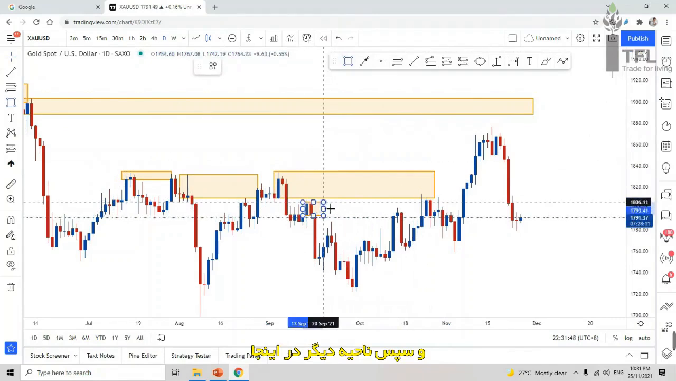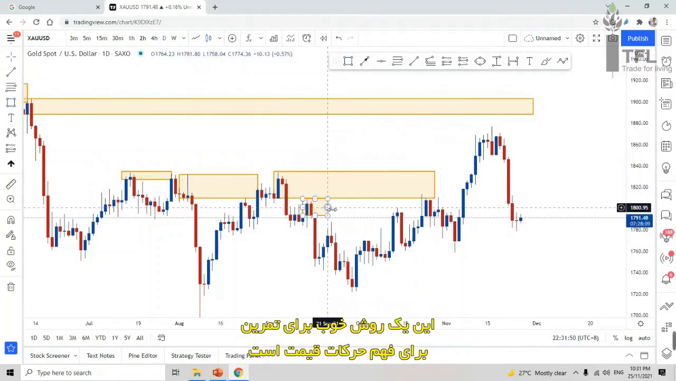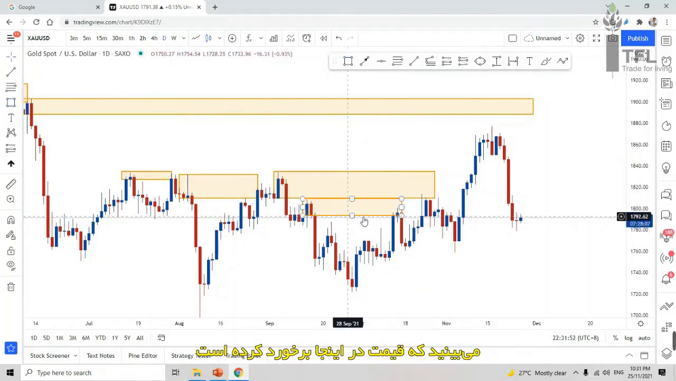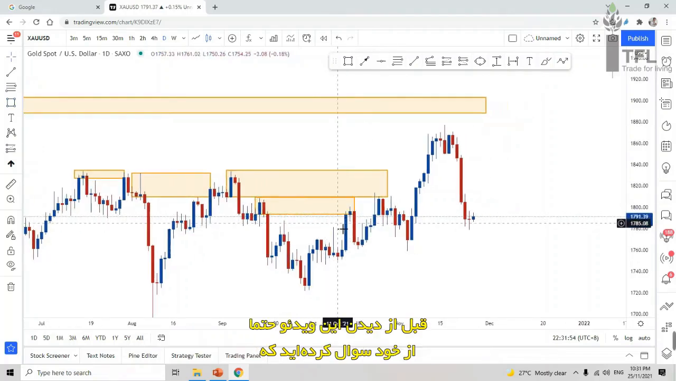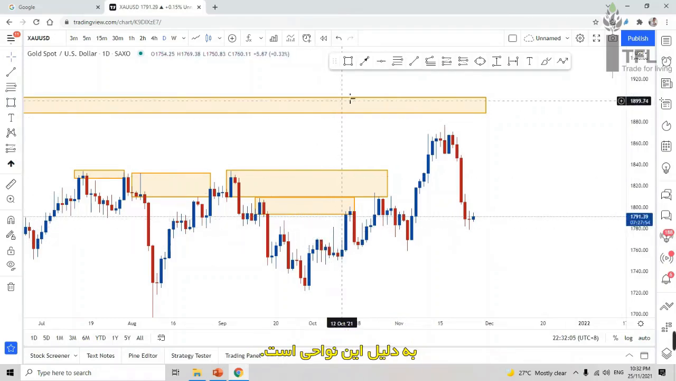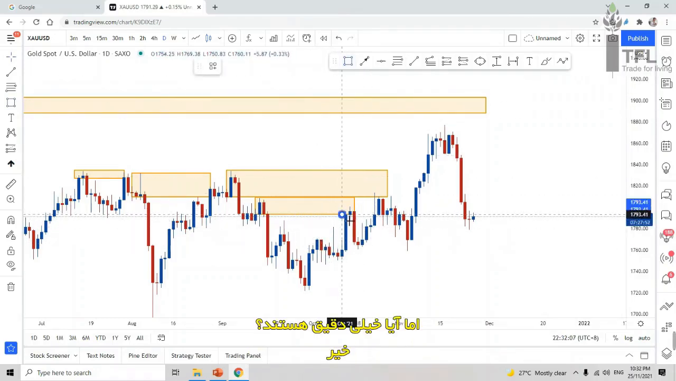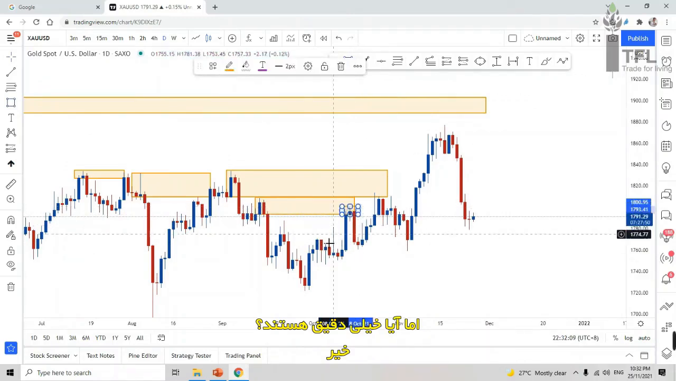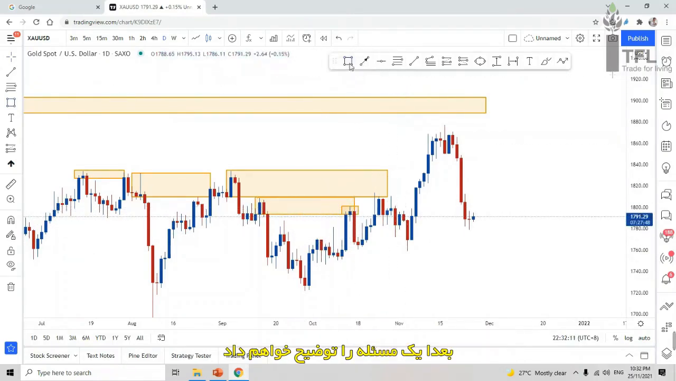This is a good way of practicing how the price moves. You can see that the price always hits. If you have not encountered this before, you might ask yourself, how come sometimes the price will stop at a certain area and then reverse? This is why it happens. But is it very accurate? No. So wait, there is one over here first. I'll take this off. I'm going to explain something later.